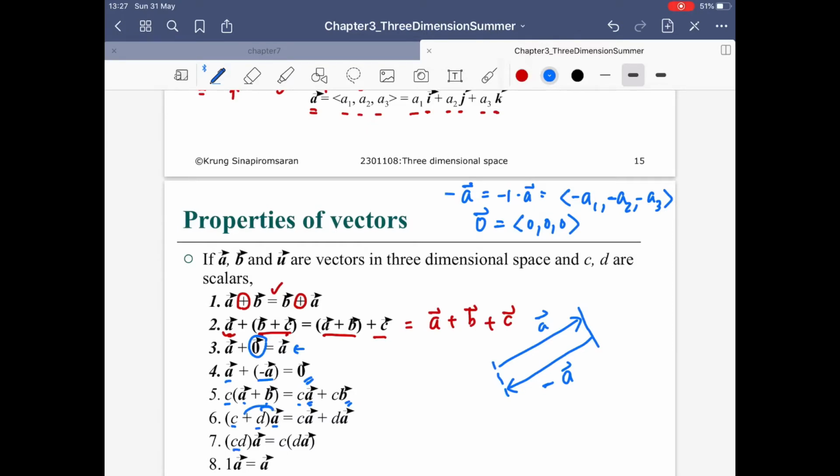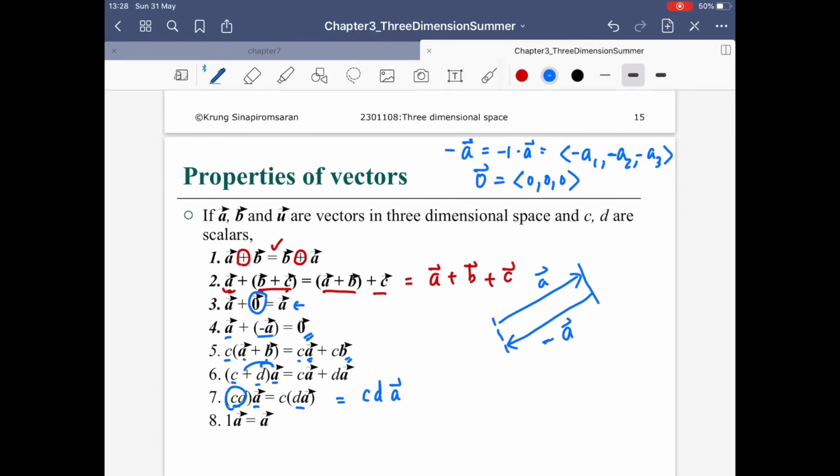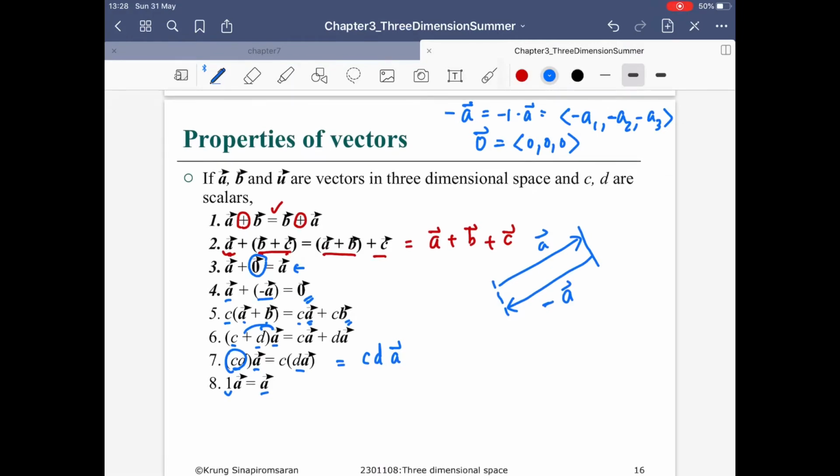If you have two scalars multiplied and then multiplied with your vector a, you can do the scalar with the vector first and then follow by the second scalar c. It doesn't matter. Or you can just write it as c d a without parentheses. And if your scalar is simply 1, then 1 multiplied by vector a is just the vector a itself. So this property is a common sense property that you should be able to know.